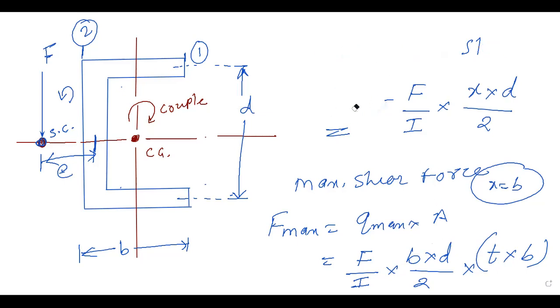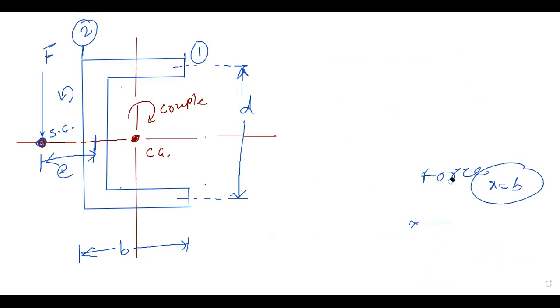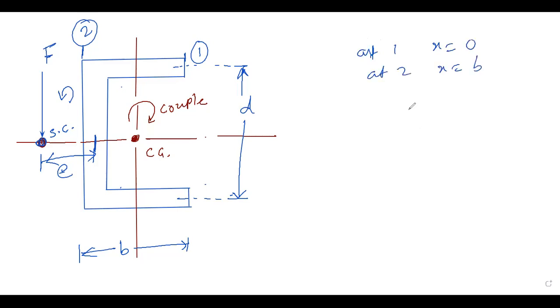Yes, sir. Right. So as we have calculated maximum shear stress and maximum shear force, if I consider the average shear force at point 1 and at point 2, which I have shown in the diagram, at point A and B. At point 1, X equal to 0, at 2, X equal to B. So I will calculate the average now.